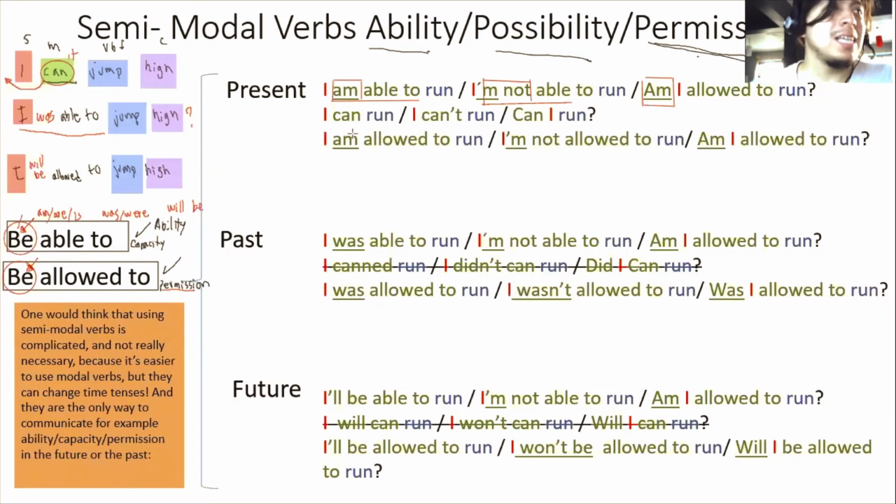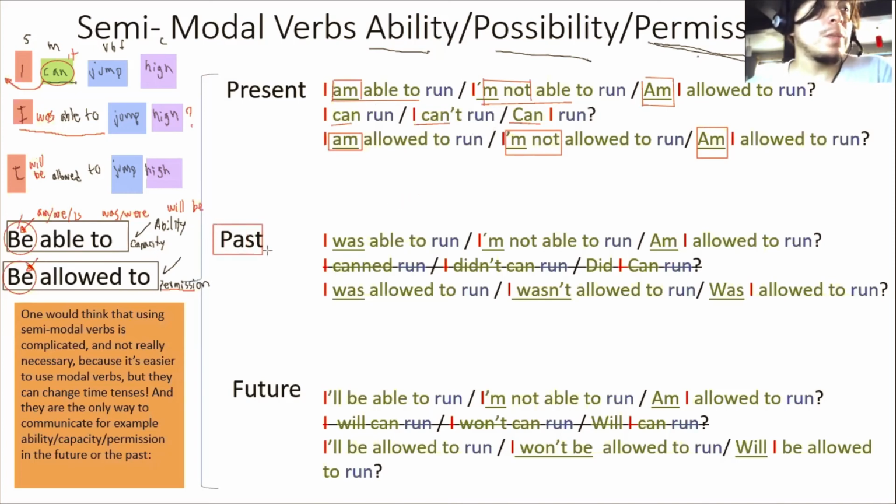Okay, it's easier to use can, can't, or can I. It's easier to use can. With able to and with allowed to, you have to conjugate the modal verb. In this case, in the present, it is much easier to use the simple modal verb, can. But what happens when you want to use the past?